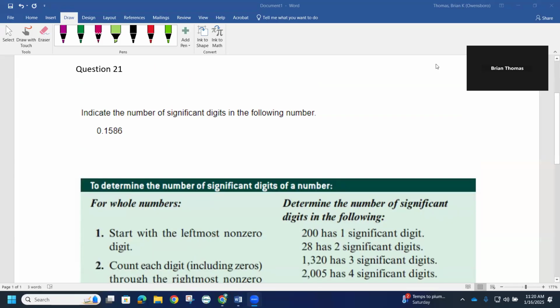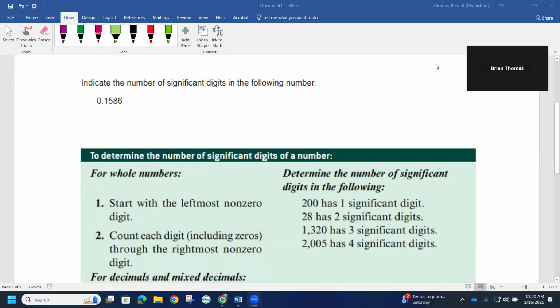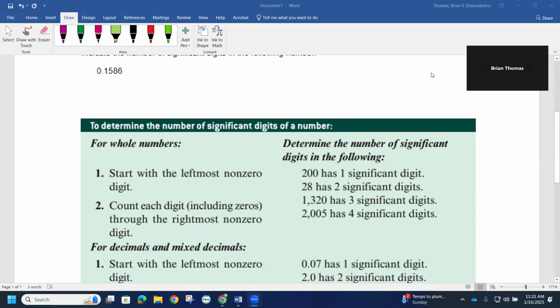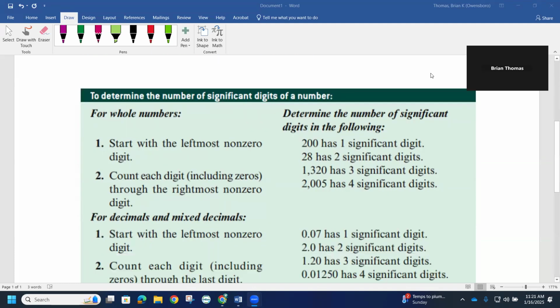As we look at question 21, it involves significant digits. So there is a table that we can use to determine the number of significant digits in a number. So let's take a look at this. To determine the number of significant digits of a number, for whole numbers, start at the leftmost non-zero digit and then count each digit, including zeros, through the rightmost non-zero.